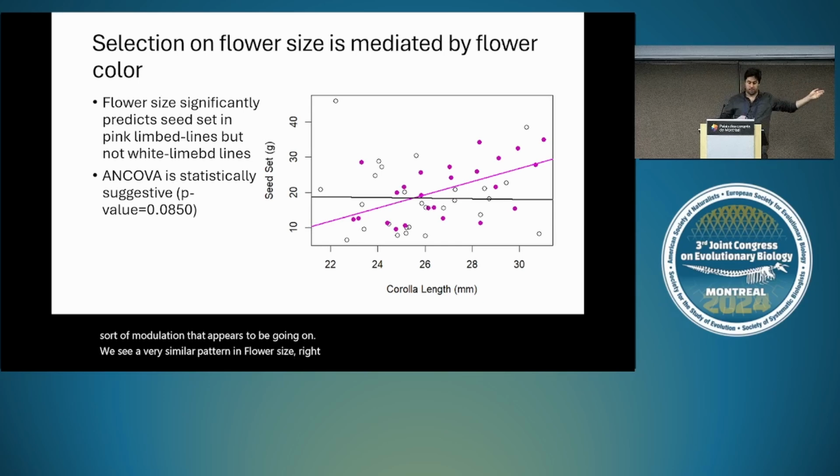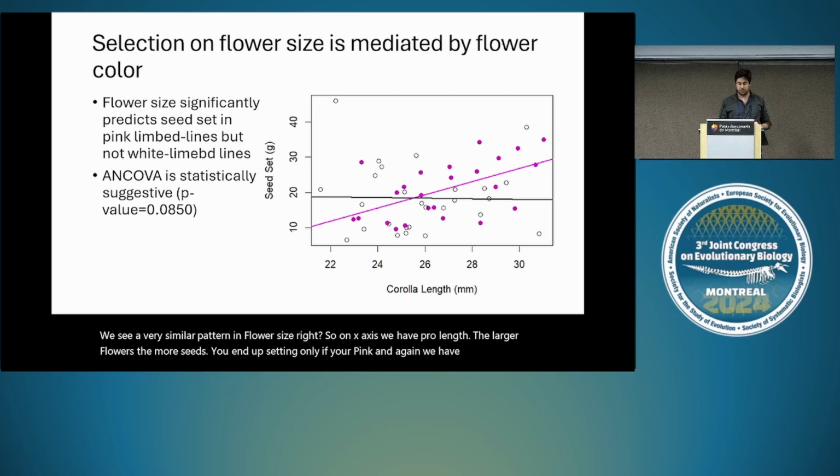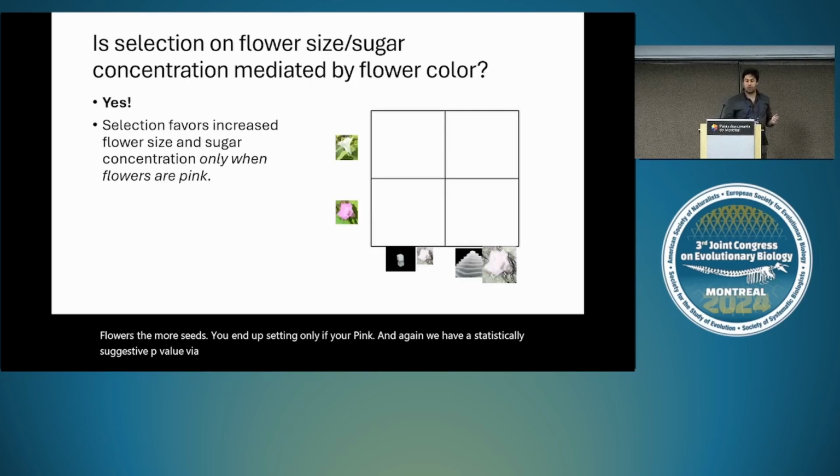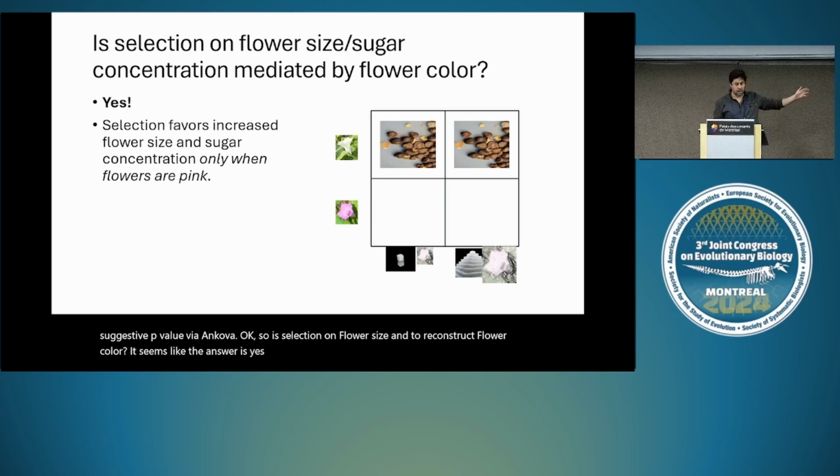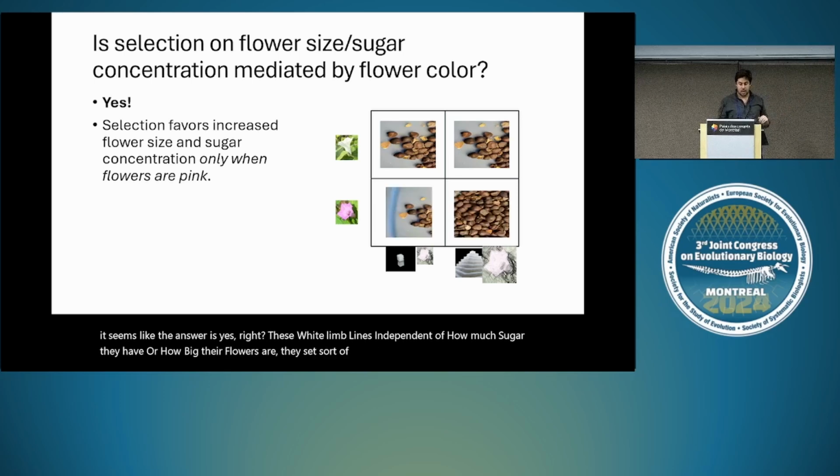So on the x-axis, we have corolla length. The larger your flowers, the more seeds you end up setting, only if you're pink. And again, we have a statistically suggestive p-value via ANCOVA. Okay, so is selection on flower size and sugar concentration mediated by flower color? It seems like the answer is yes, right? For these white limb lines, independent of how much sugar they have or how big their flowers are, they set sort of an intermediate amount of seeds. But in pink limb lines, they set far more seeds when they're sweeter, when they have bigger flowers.